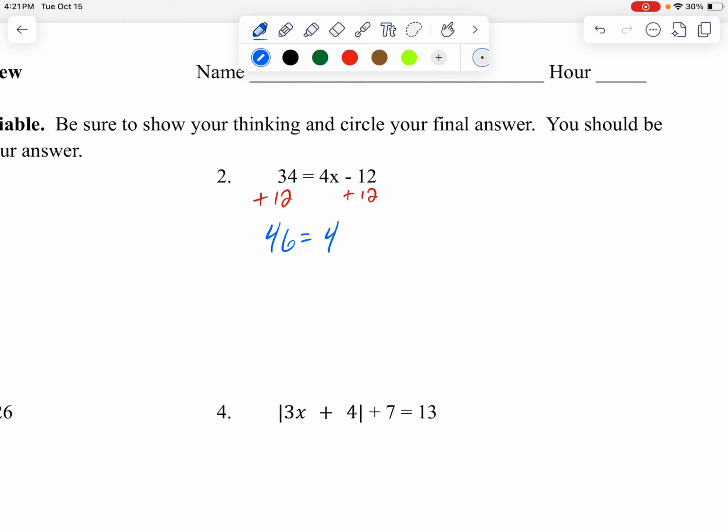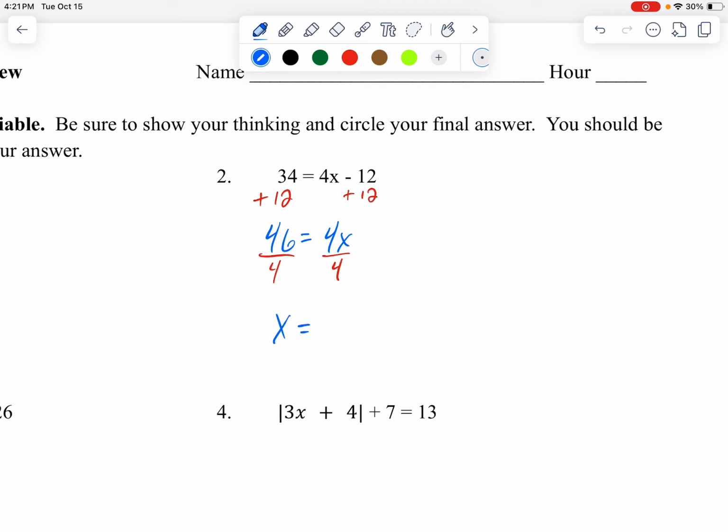On the right, I've just got 4x. So now, again, I've got this 4x, and we have to remember that means 4 times x. And so in order to undo that, I'm going to divide by 4. What I do to one side of the equation, I have to do to the other side of the equation. And 46 divided by 4 is 11.5.